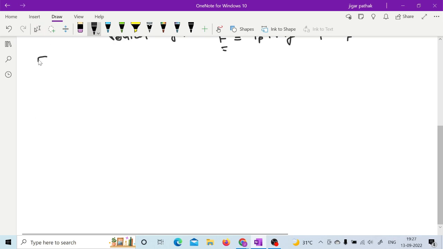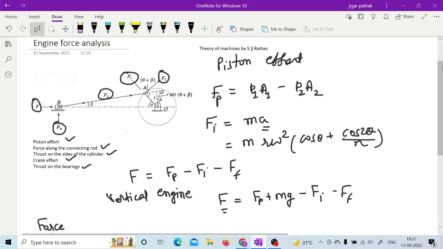So if you think about the force, slide up kar do aap. One second.